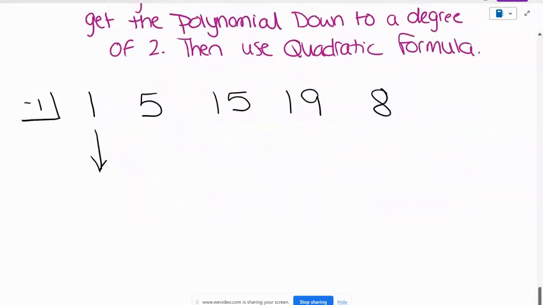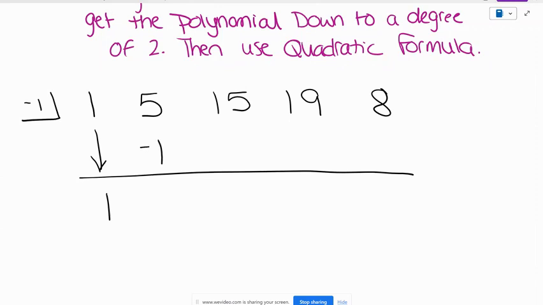So now we bring this down, and we're going to have 1 times -1 is -1. 5 plus a -1 is 4. 4 times -1 is -4. 15 minus 4 is 11. 11 times -1 is -11. 19 minus 11 is 8. 8 times -1 is -8, and we get 0.